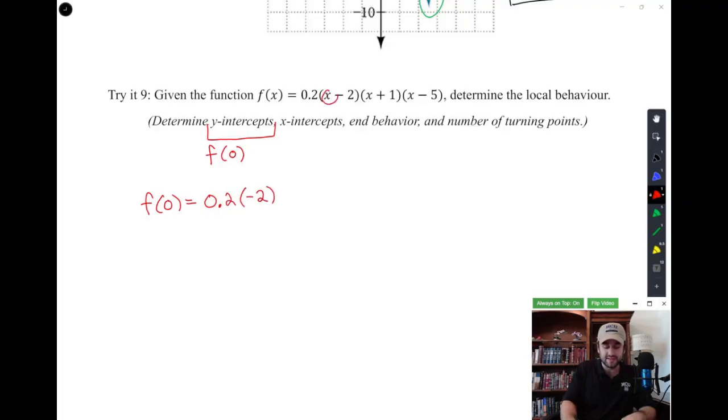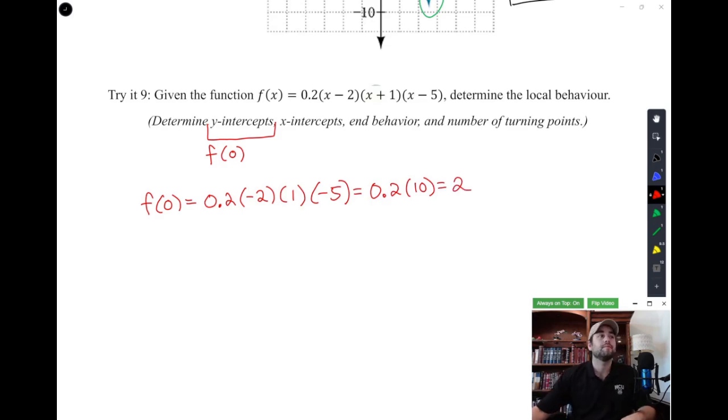I went ahead and evaluated 0 minus 2 for you. 1, because 0 plus 1 is 1, and negative 5, which is just equal to 0.2 times 10, which is just equal to 2. And so what's your y-intercept? Remember, 2 isn't a y-intercept. The y-intercept would be (0, 2).